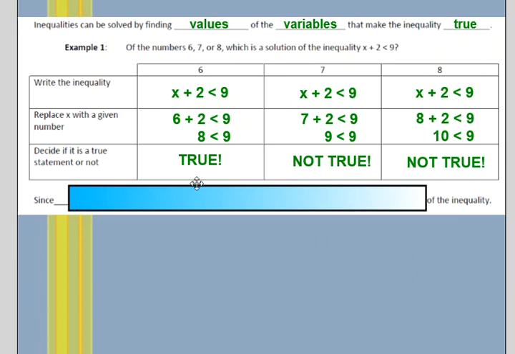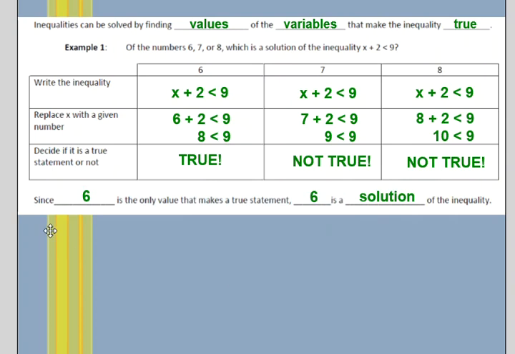Some values work, like 6, but some others don't, like 7 and 8. So we would say, since 6 is the only value that makes that a true statement of the ones they asked us about, 6 is a solution of the inequality. That's how we talk about it. All right, let's keep moving along here.